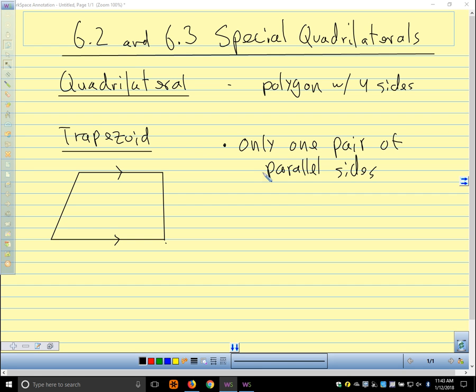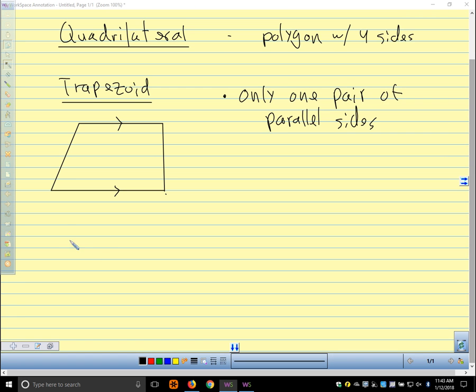So that's the only thing that's special about a trapezoid. It has one pair of parallel sides, only one pair. The one below it, the isosceles trapezoid, we'll talk about that in another lesson, so we're going to leave that blank for today.